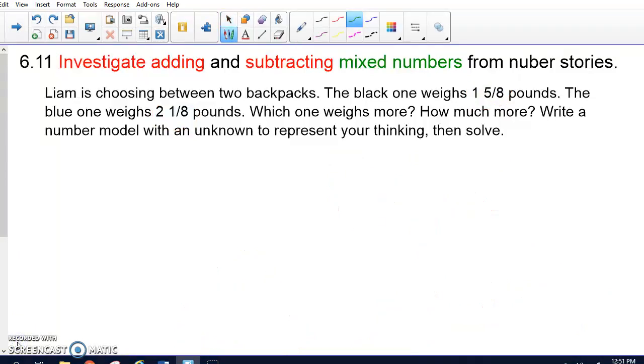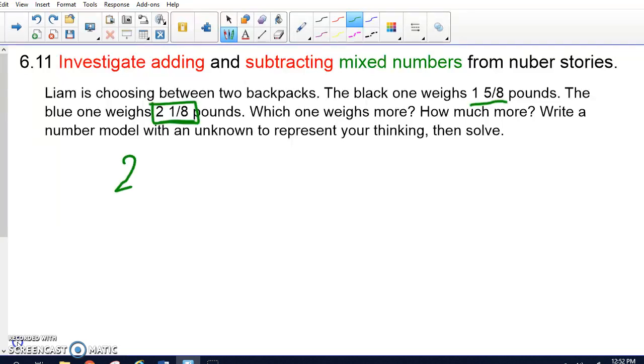Between two backpacks, we have 1 5/8 pounds backpacks and 2 1/8 pounds backpacks. And just like which was explained before, I notice in the ones place, the 2 is greater than the 1 in the ones place, which makes the 2 1/8 pounds backpack heavier.